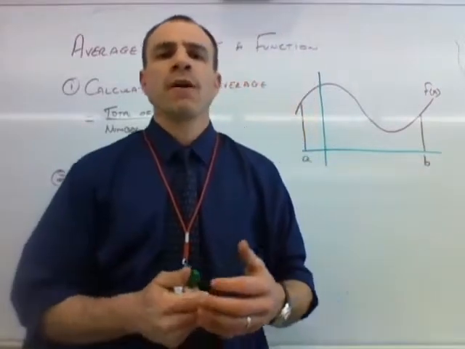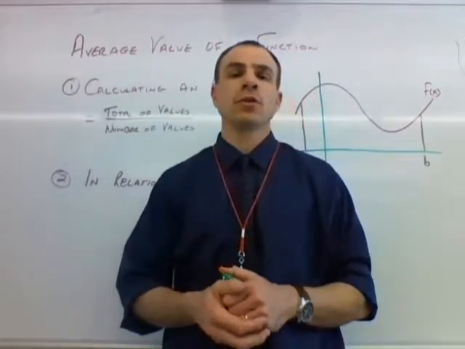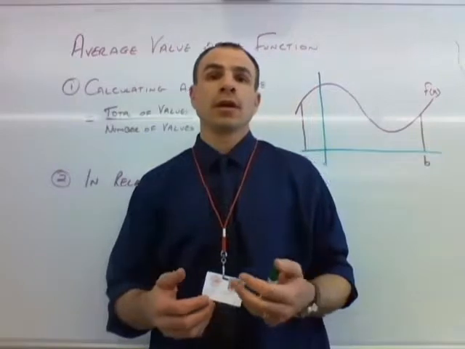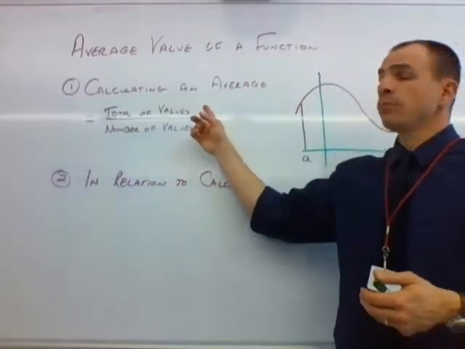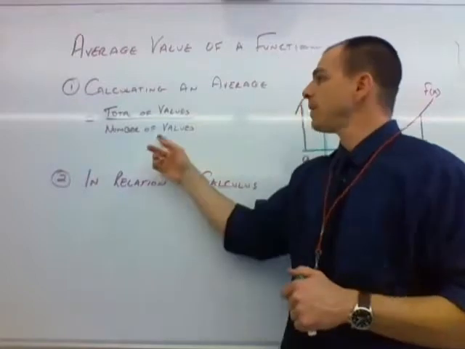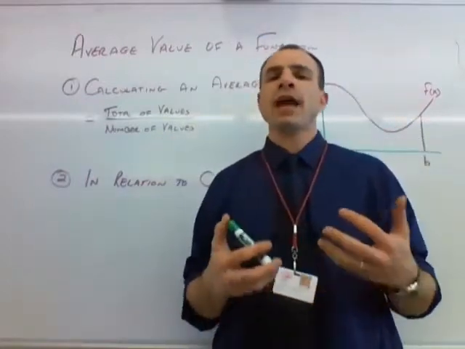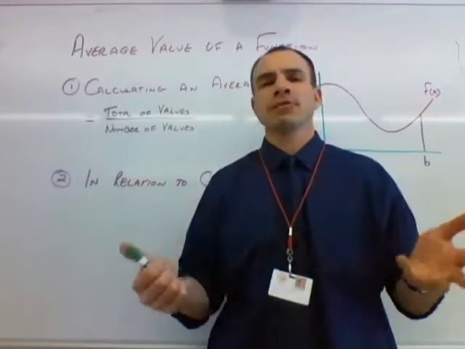If I asked you to find the average of your previous 4 calculus quiz scores, what would you do? Exactly. You would add up all of your quiz scores, and then you would divide by the number of quizzes. So you divide by 4. And that would give you your average quiz score. We've been calculating averages forever.